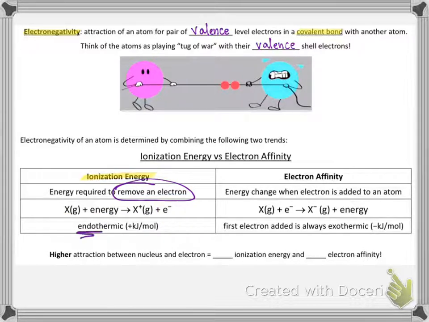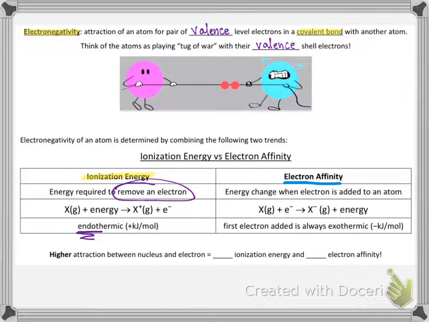That, I hope you recognize, will always be endothermic, right? It's like you're not ending a bond per se, but you're ending an attraction. You're separating 2 things that are attracted, and that takes the input of energy. Electron affinity is similar, but this time it's the energy change when you add an electron.